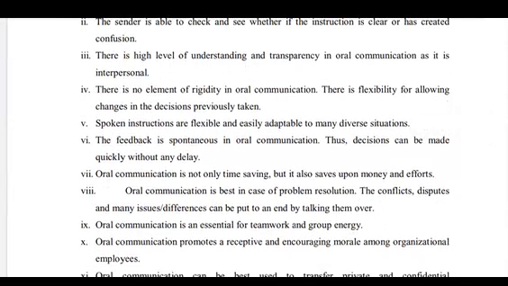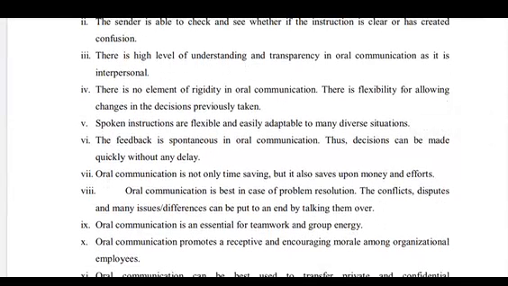We can also say that oral communication is not only time saving, but it also saves money and effort. Of course, you don't have to send emails, you don't have to send a message, you just communicate through word of mouth, and it saves time and a lot of effort.